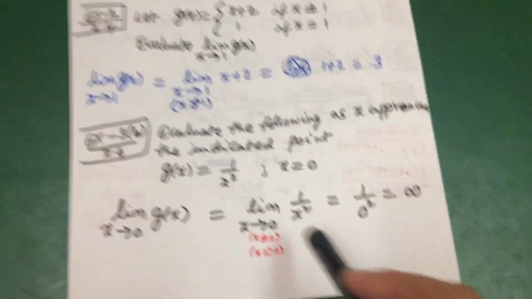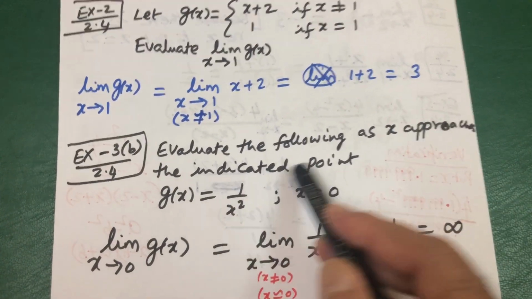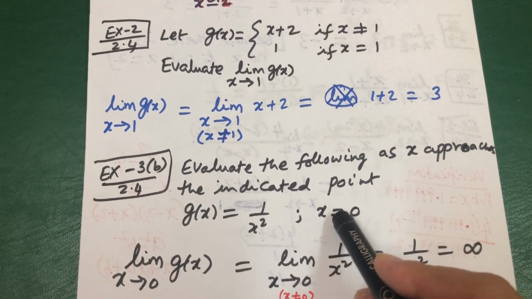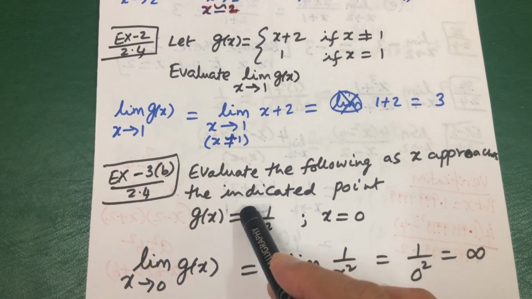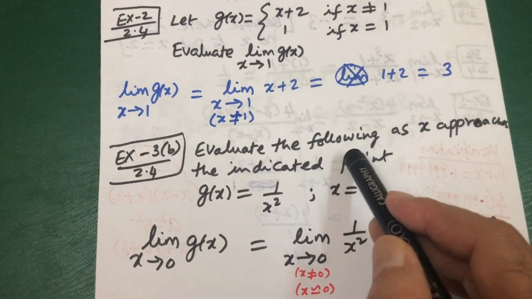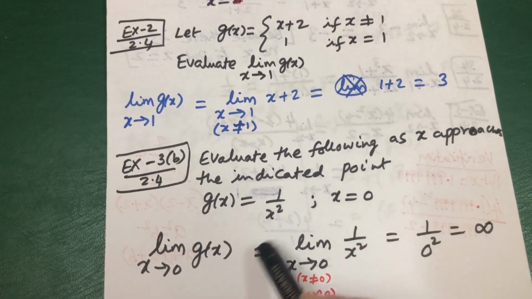Let us do one more problem. Evaluate the following as x approaches the indicated point. g(x) is the function, and x approaches 0. What is the question? x is approaching 0, evaluate the limit. I will write the whole English in mathematics. Evaluate the following limit as x approaches the point.